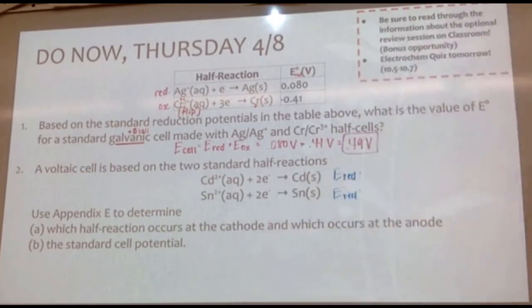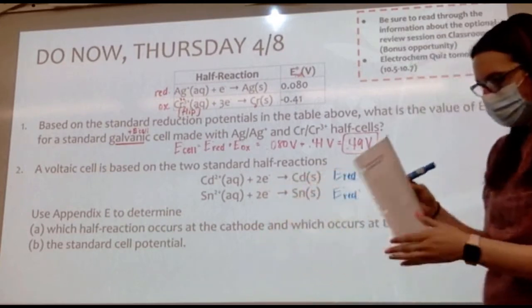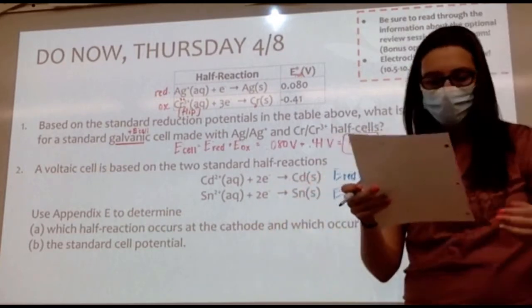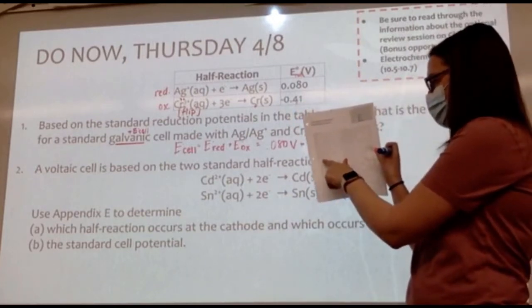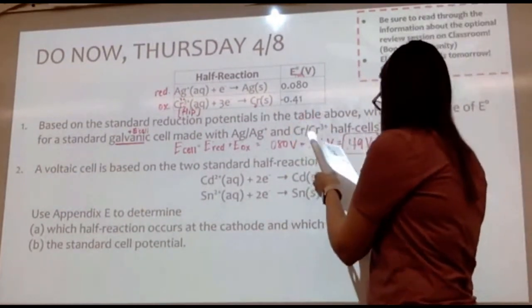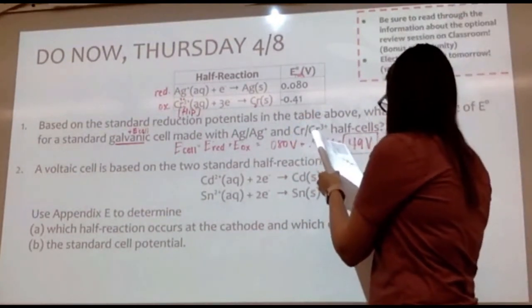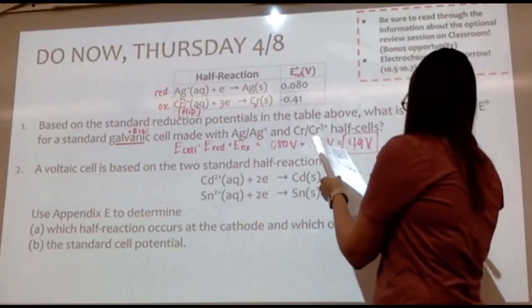Now be careful because a lot of metals can have multiple oxidation numbers. So for cadmium, I'll go kind of halfway down the first row. I see Cd2+ + 2 electrons yields Cd solid. That reduction potential is negative 0.403 volts.